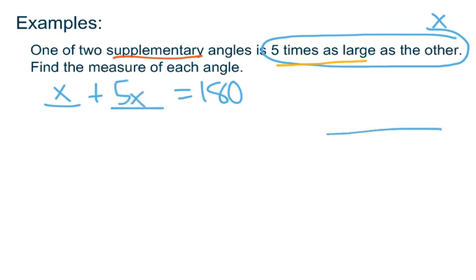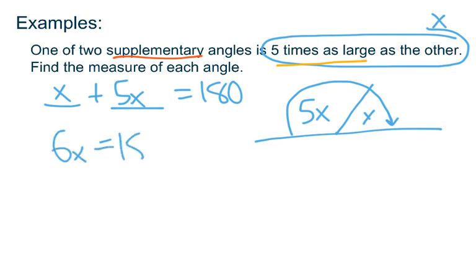And so if we draw this out, supplementary angles mean a straight line. We have 5x and x. And again, we have to add this to be 180 degrees. Well, we've now set up the structure for the equation, so we can combine our like terms. 6x equals 180, divide by 6, x equals 30.